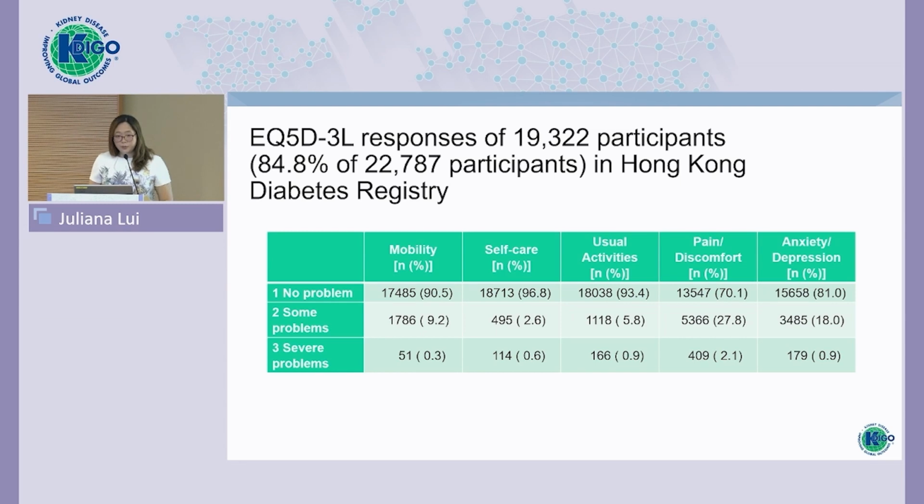So 84.8% of our participants responded to the EQ-5D-3L questionnaire. Among the 5 EQ-5D domains, 29.9% of our patients reported some or severe problems in pain or discomfort, 18.9% for anxiety or depression, 9.5% for mobility, 6.7% for usual activity, and 3.2% for self-care.